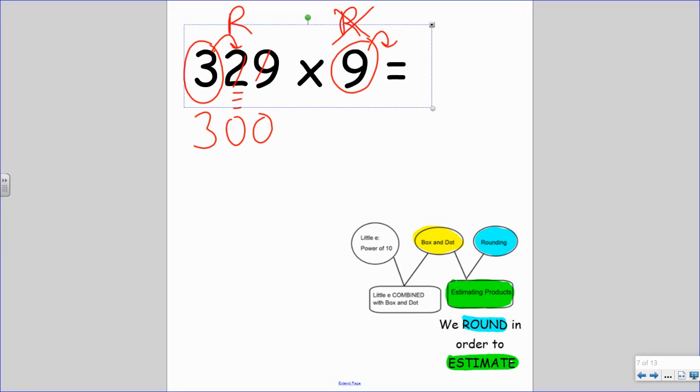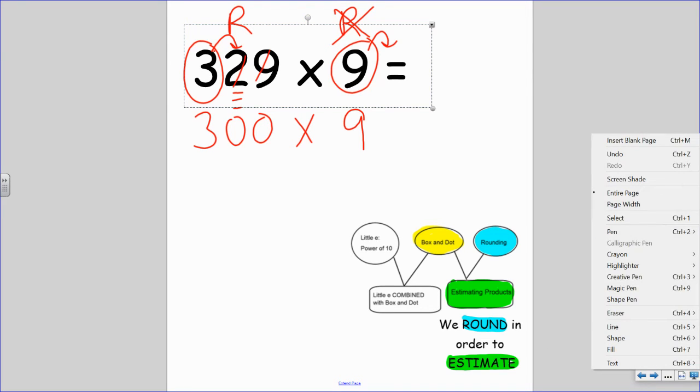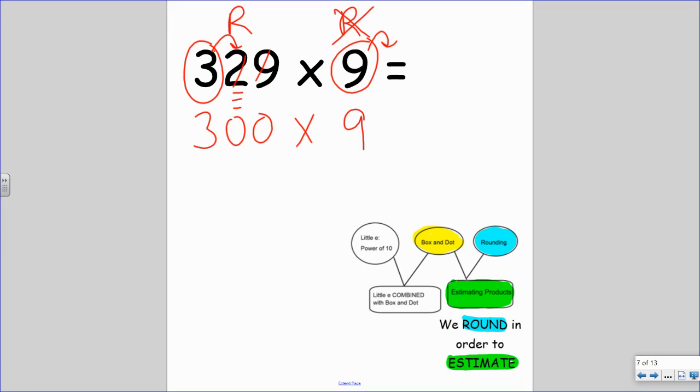I know 9 is close to 10, but 9 is still a very easy number to box and dot with. So if you have a one-digit number, just keep it the same. You don't need to round it at all. And by doing our quick shortcut of rounding, we have now created an easy box and dot problem. So we can use that shortcut. I know 3 times 9 is 27.